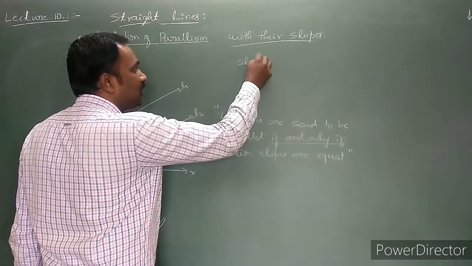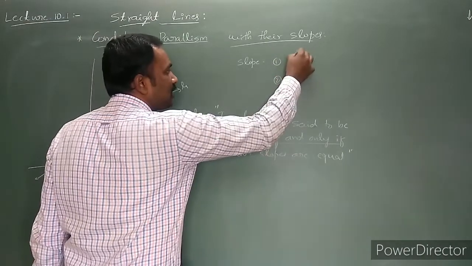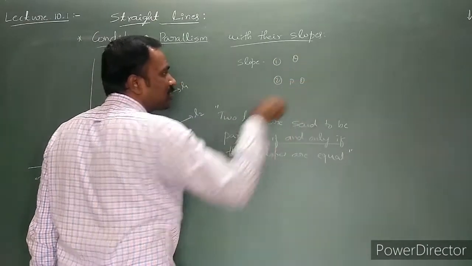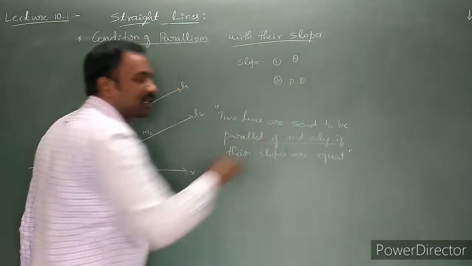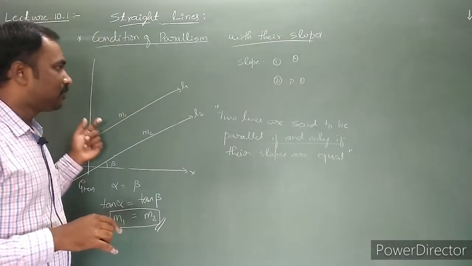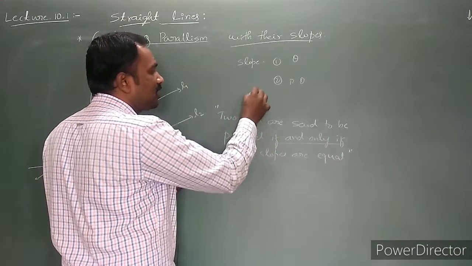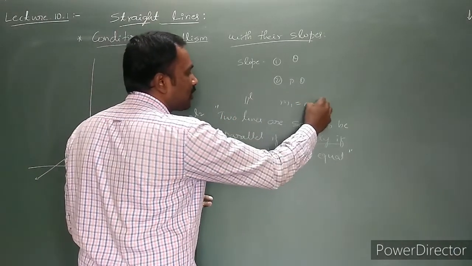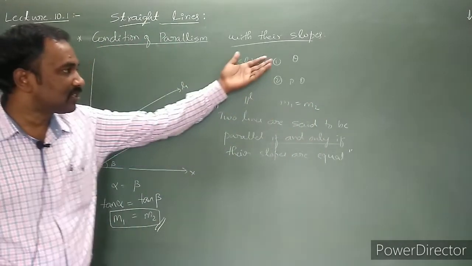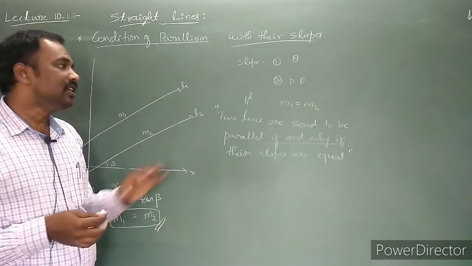So here make the points. What is the slope of the line? To find the slope of the line, two conditions are there. What are the conditions? If theta is given, or if two points are given. Write the formula for this one. Slope of the line is over. Then after that, the condition of parallelism. What is the condition of parallelism? The parallelism condition means their slopes are equal. Like that, we just mention hint points and short notes, and you can easily understand the concept.